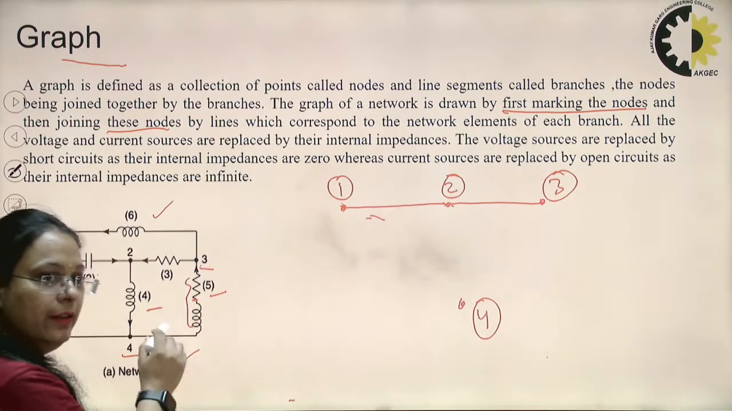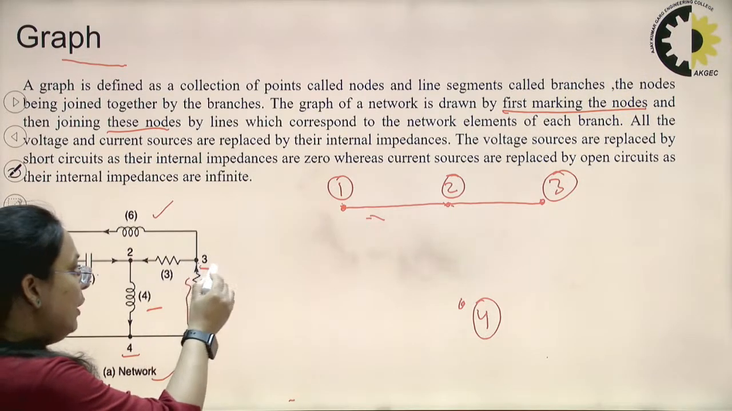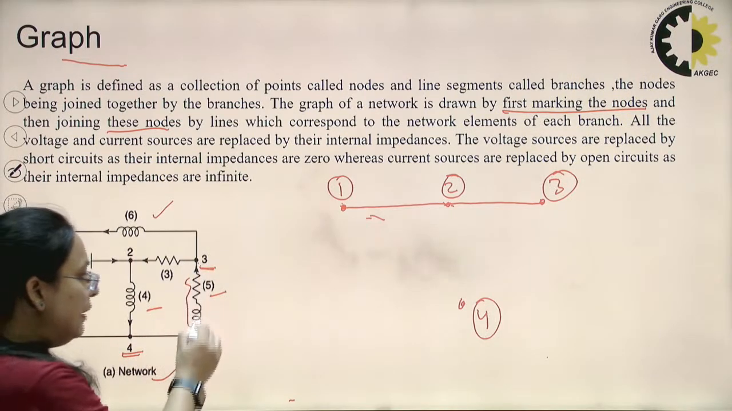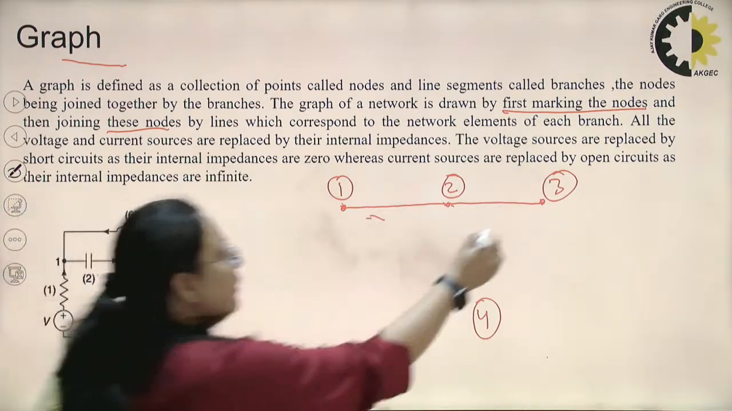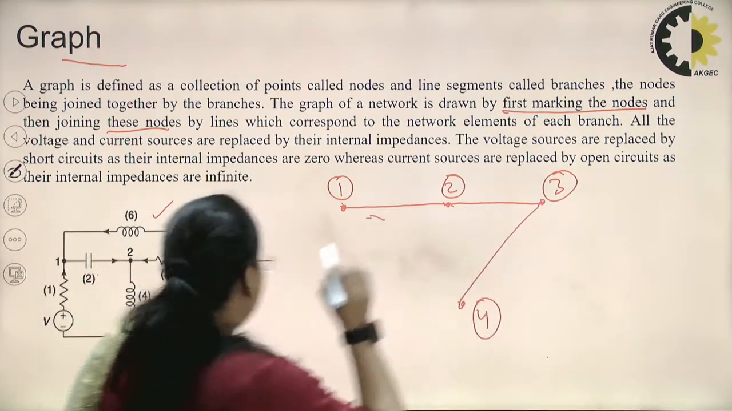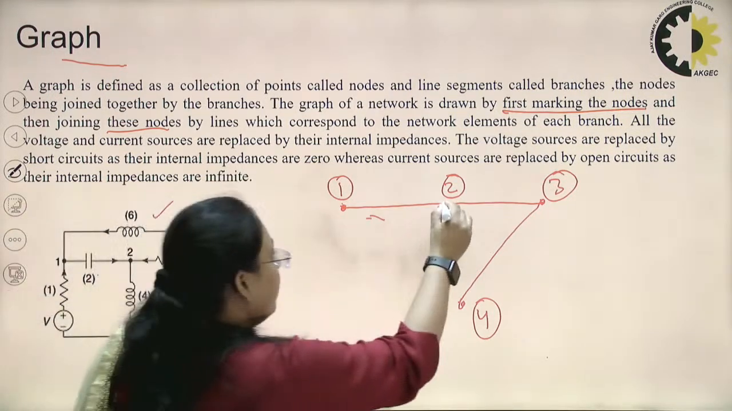But here in this case I am considering two nodes only, that is node number 3 and node number 4. In between these two elements, I will represent them with a single branch. And now between 2 and 4 there is another element, that is an inductor, so I can represent it again with a single branch.